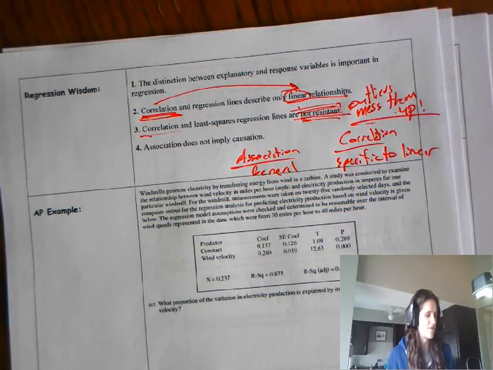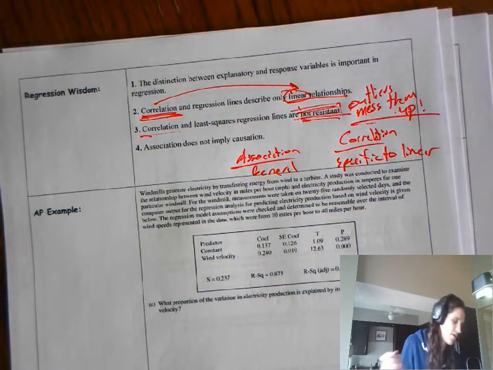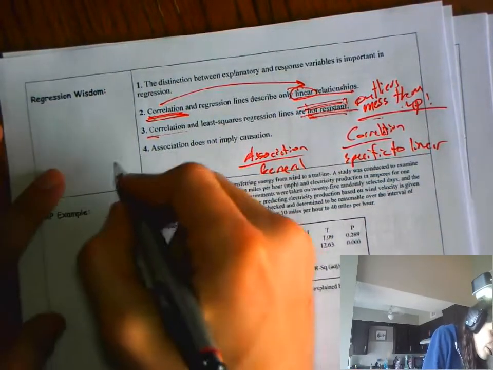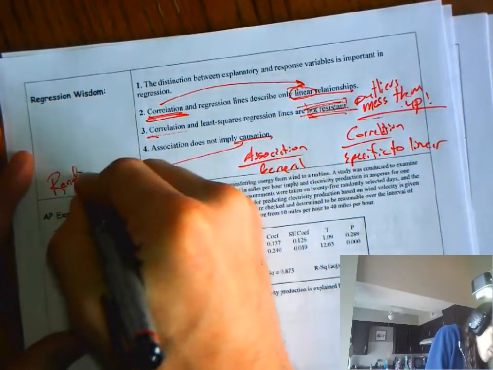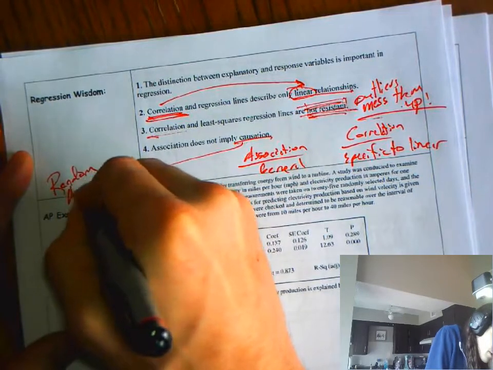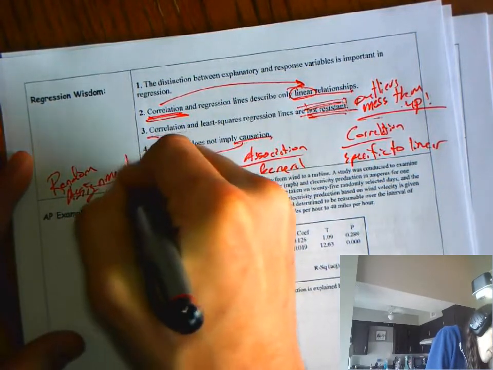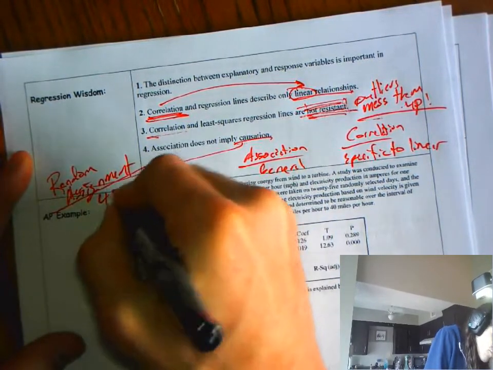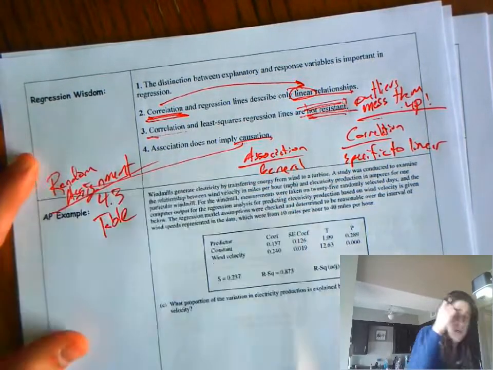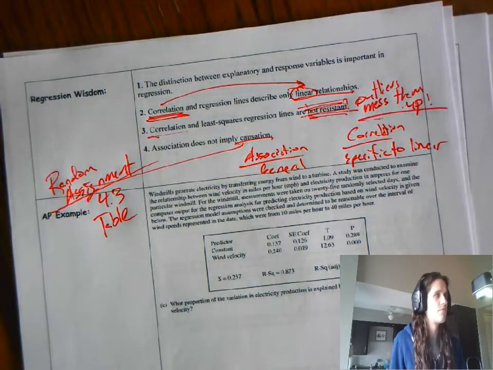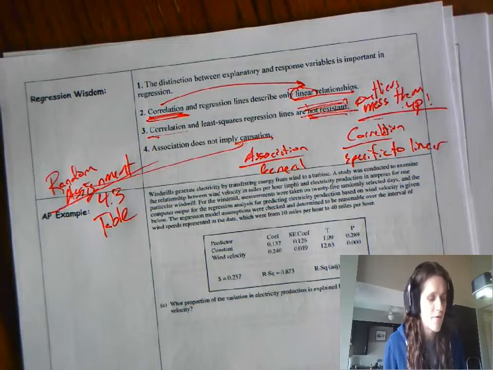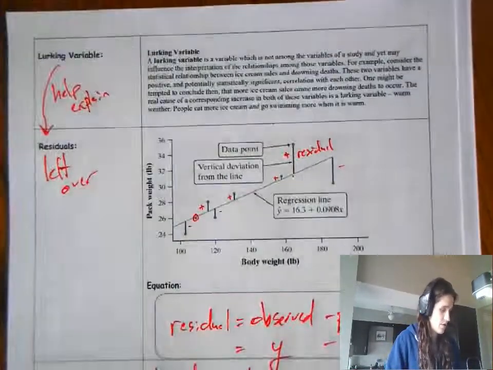And last thing, association does not imply causation. What do you need for causation? You need random assignment. From your favorite table, the 4.3 table, you're going to just go back and look at it. Just do it. Now, pause. I can wait forever if you pause me forever. What else am I going to do? I'm going to be done there.